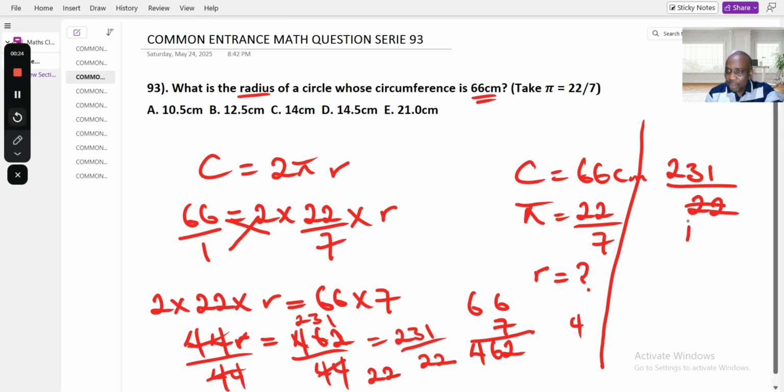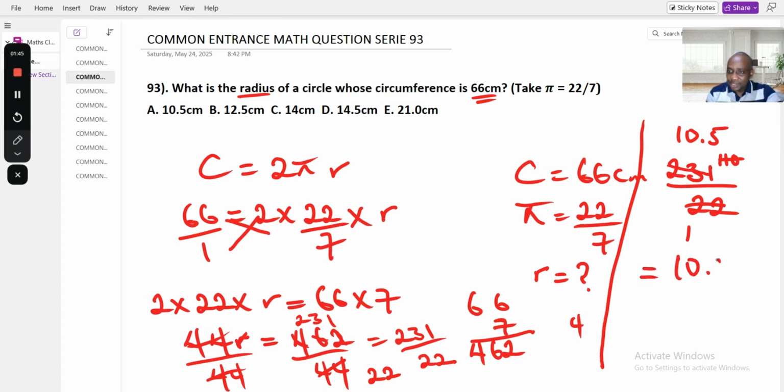22 here, 1. How many 22 can we see in 231? We can see in 220. We can see 10 in 220. It means that it will remain that 11. That remainder 11, therefore, we are going to add a 0 to it, making 110. How many 22 can we see in 110? We see 5 in 110. Therefore, our final answer is 10.5.